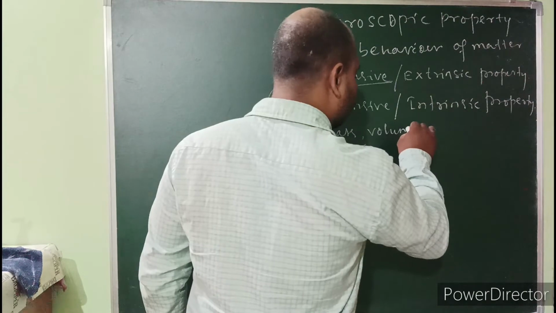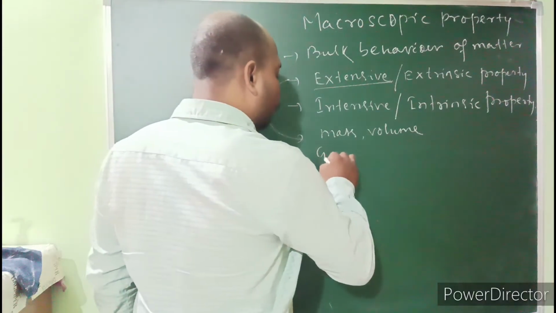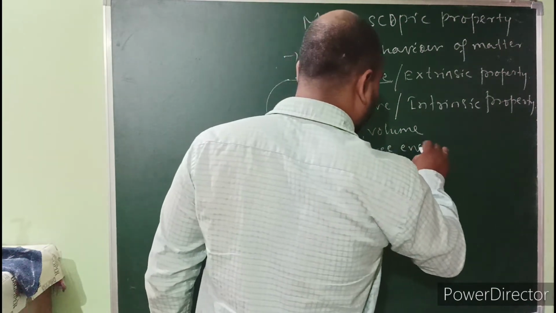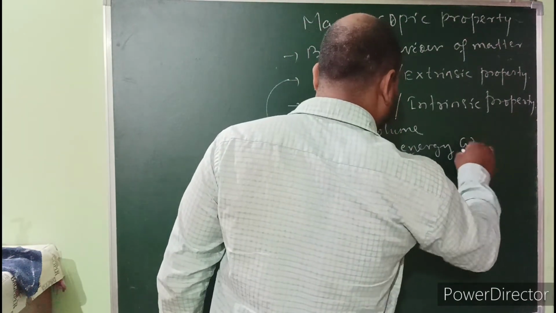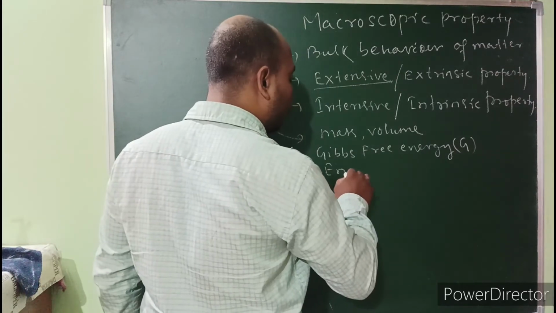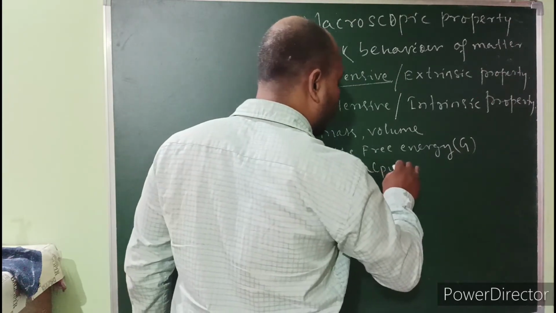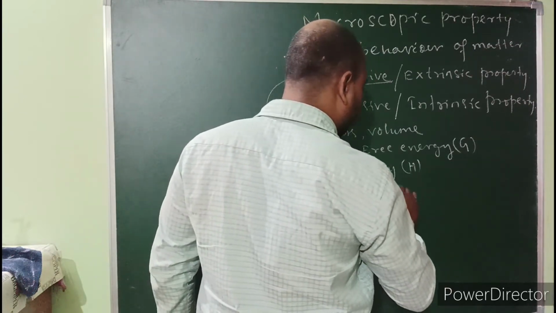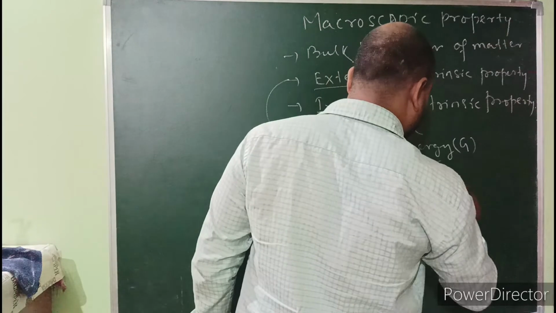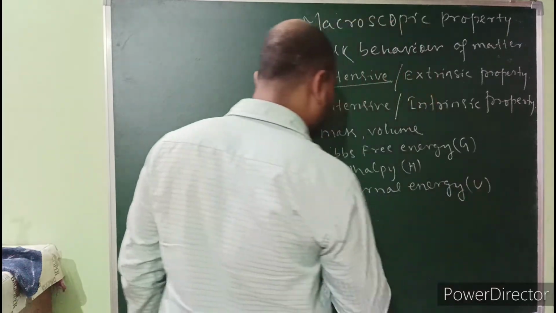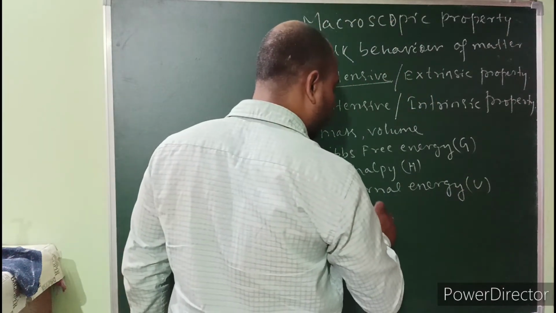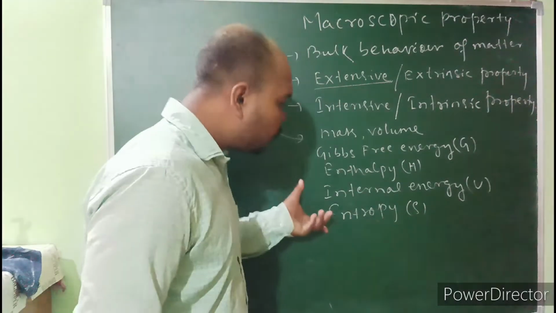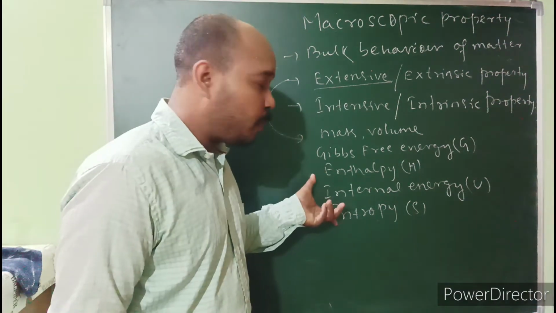Examples of extensive property are mass, volume, Gibbs free energy G, enthalpy H, internal energy U, entropy S. So these are some extensive properties.